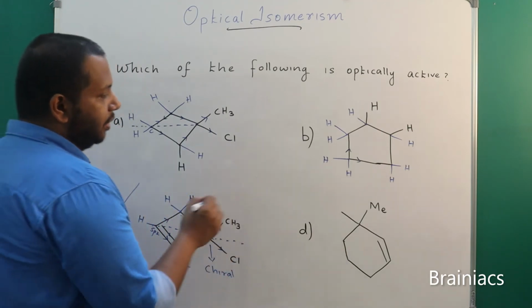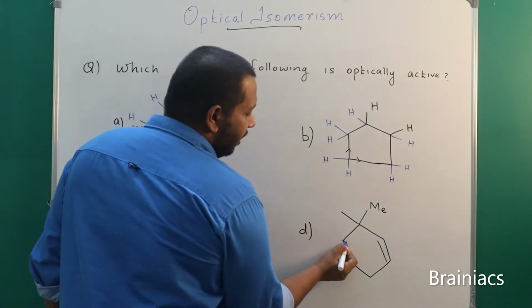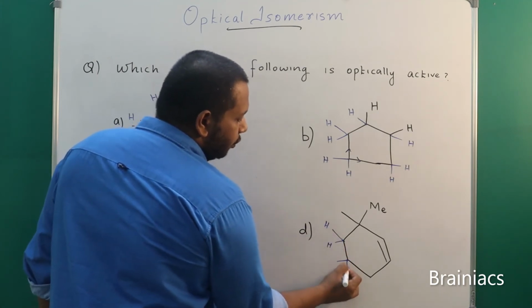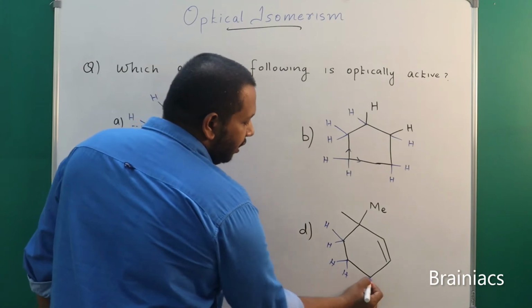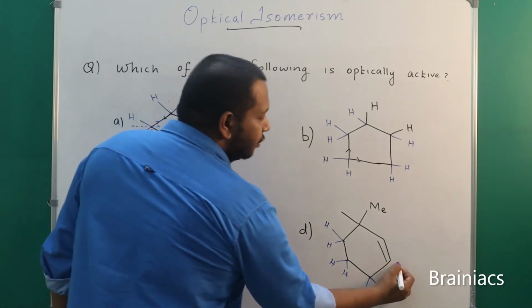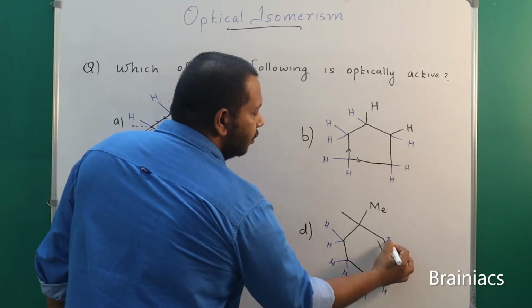In option D, if you look here, the valency is incomplete, so this should be a hydrogen atom. Here also this should be a hydrogen atom. Here also this should be a hydrogen atom. And this is sp2. And this is also sp2.